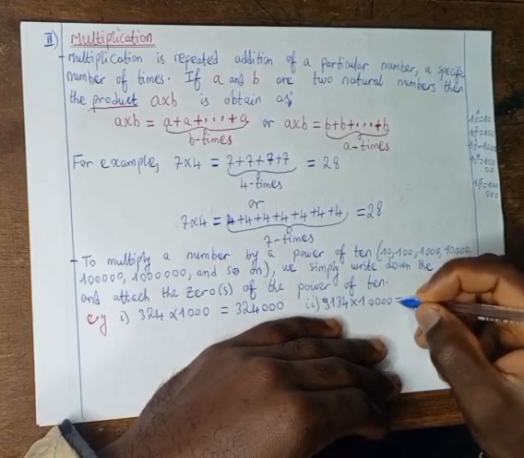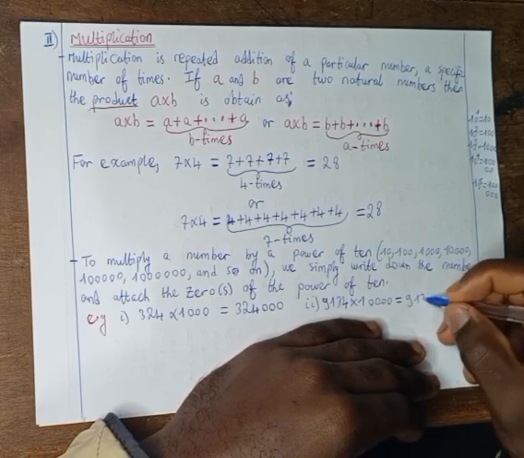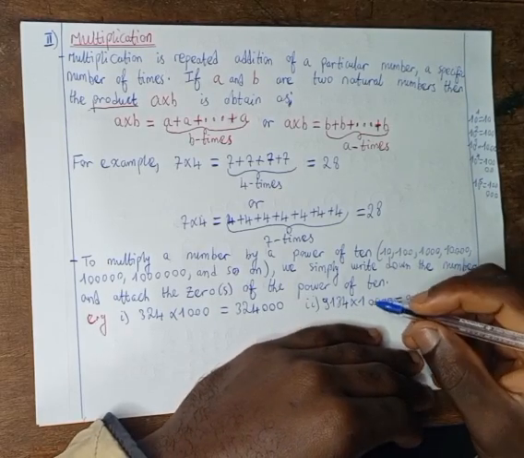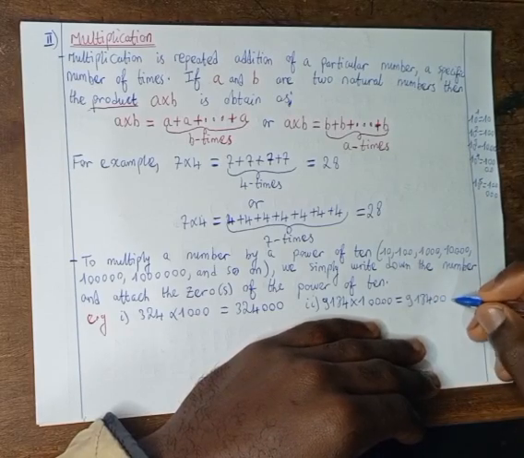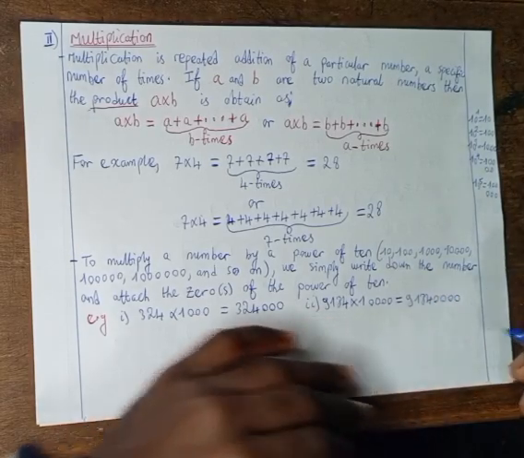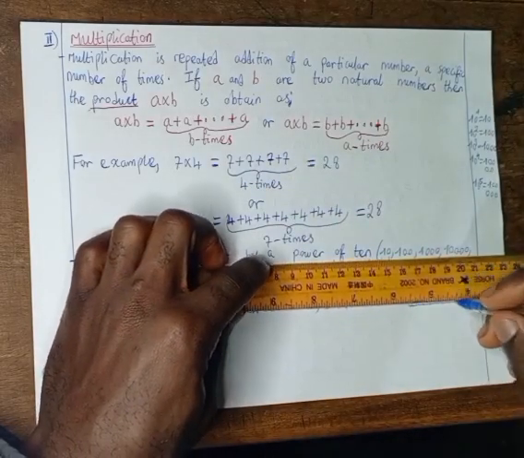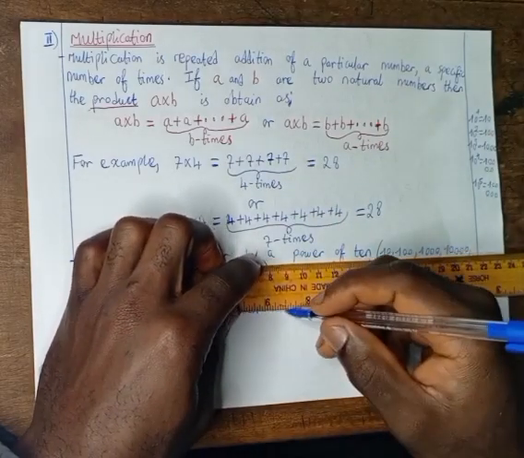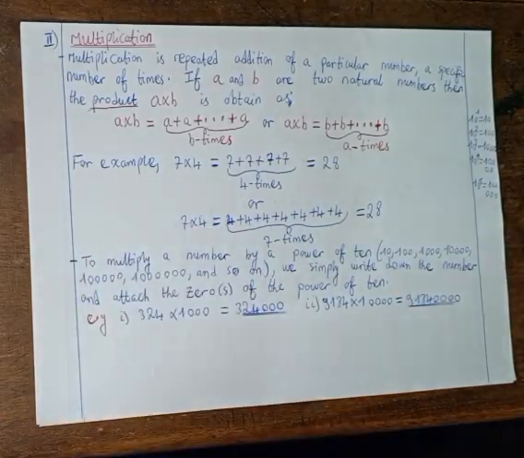Then if you take 2i, let's multiply the number 9,134 by 10,000. It will simply be equal to, we are going to write down the number 9,134. Then we attach 1, 2, 3, 4 zeros. So this will be the answer. Let's underline the answers. It is very easy to multiply a number by a power of 10.